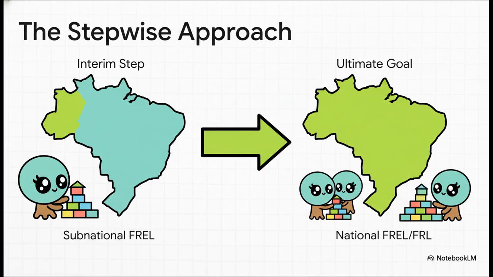They started with a baseline that focused just on the Amazon, which was smart because that's where the most deforestation was happening. It let them build capacity and show results fast. From there, they gradually expanded their scope and improved their data for their official submission to the UNFCCC. And now the plan is to eventually cover all their different biomes and all their REDD+ activities.